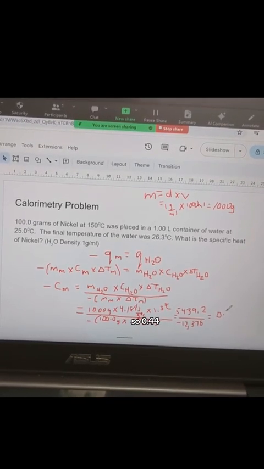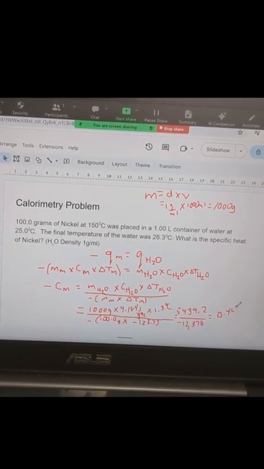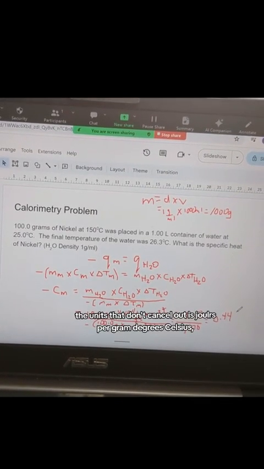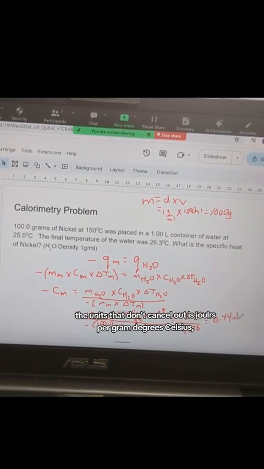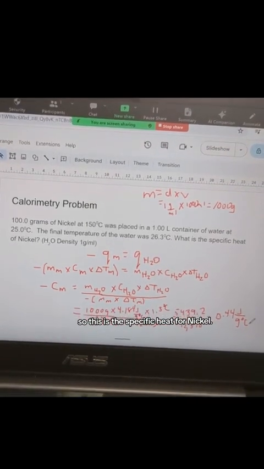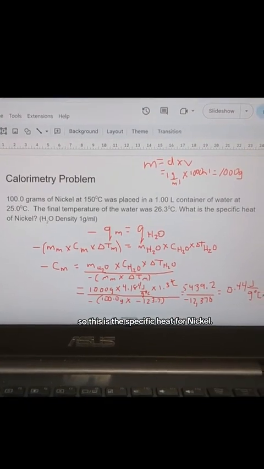So 0.44, and the units for specific heat, the units that don't cancel out, is joules per gram degrees Celsius. So this is the specific heat for nickel.